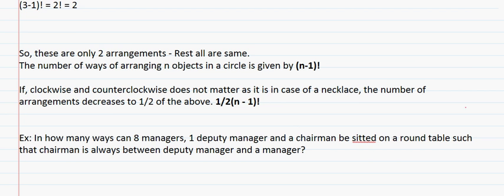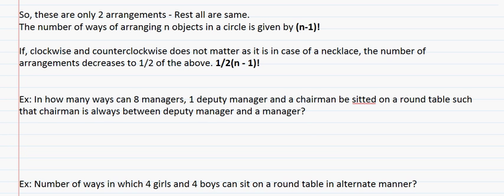So let's create a circle. The chairman is always between: chairman here, DM here, and obviously on the other neighbor side it always would be a manager, because only managers are left. So this eventually means that DM and C should always be together. This question boils down to the fact that DM and C should always be together.